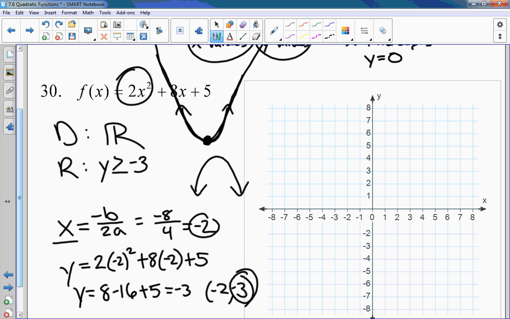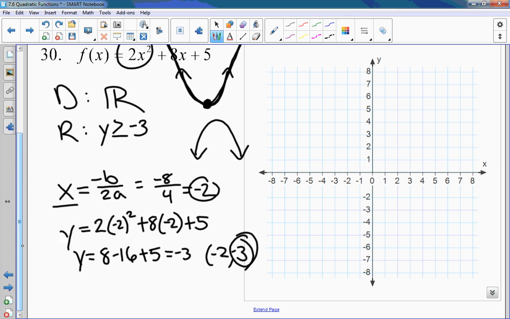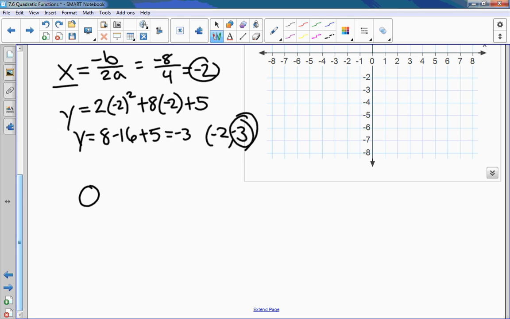Now, it's also asking for the zeros. It's asking for the x-intercepts. Well, that just takes some quick use of the quadratic formula. I need to figure out, when is the y value going to be 0? When is it going to cross the x-axis? And when it crosses the x-axis, the y value is 0. So let's check it out.